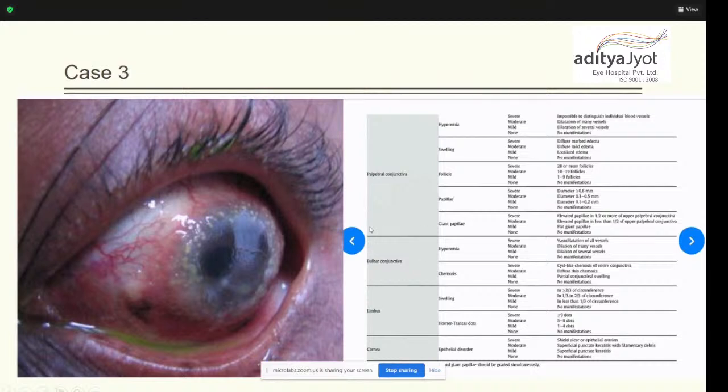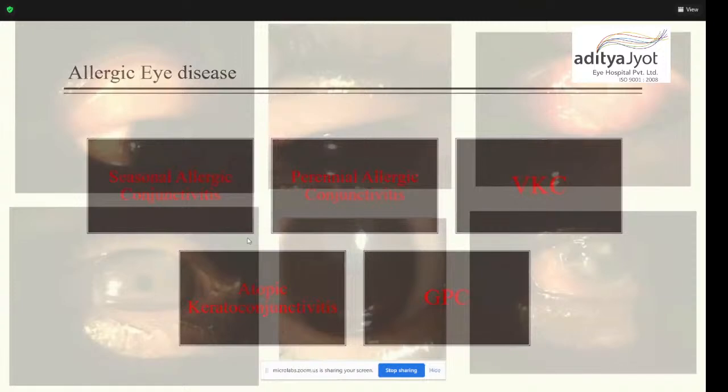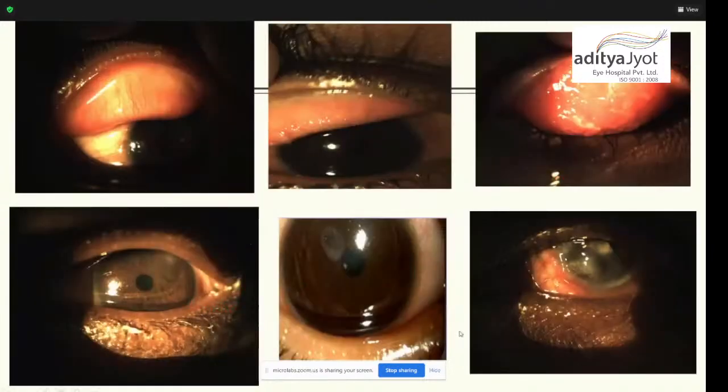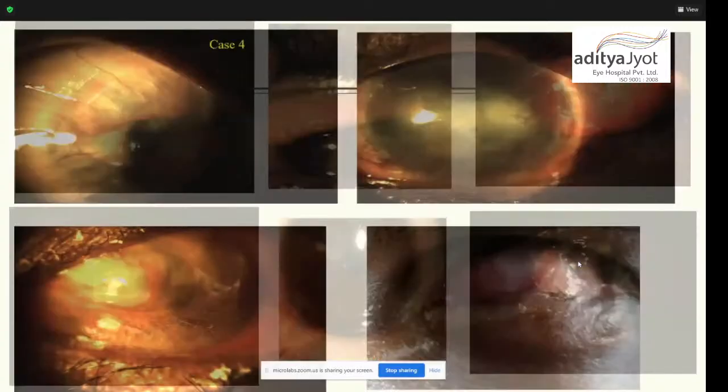So whenever you see a case of VKC, this again is a major cause of corneal blindness. What happens here is, VKC can cause a limbal stem cell deficiency and corneal blindness. So if you treat it early, when it's mild, when it's in the papillary form, probably you can prevent this kind of blindness. That's very, very important. So shield ulcers, all of this can be prevented if you treat the patient properly.